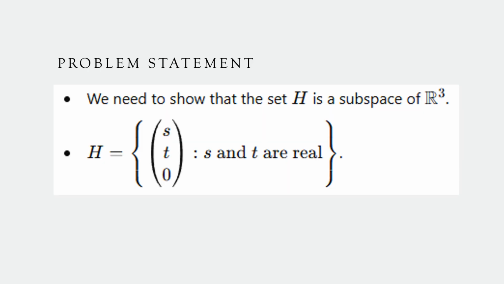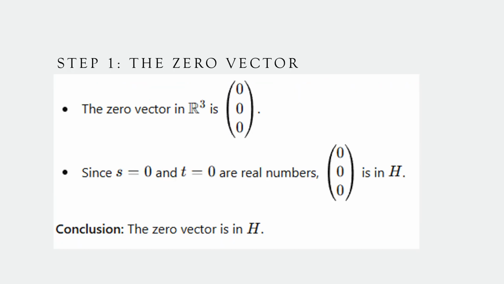So we know from the problem statement that we need to show that the H set is a subspace of R cubed. And the H subset is (S, T, 0), where S and T are real numbers. Step 1 would be to find the zero vector. The zero vector in R cubed is, as listed, the (0, 0, 0) in the first column. Since S equals 0 and T equals 0 are both real numbers, then we know that the zero vector is in H. So the conclusion is the zero vector is in H.